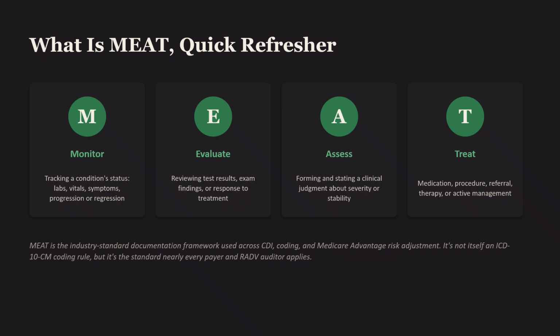Okay? Assess means that the provider actually formed and documented their clinical judgment. Is the condition stable, worsening, or well controlled? And of course, that stable, worsening, or well-controlled is based on other parts, right? And treat means there's an active management action, a care plan, a medication, a procedure, a referral, a therapy adjustment, something. What are they doing about it?